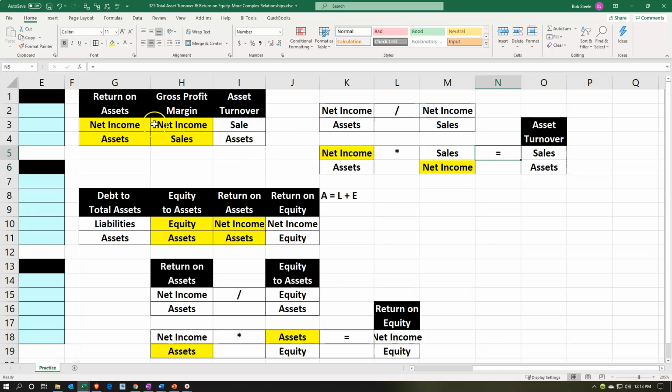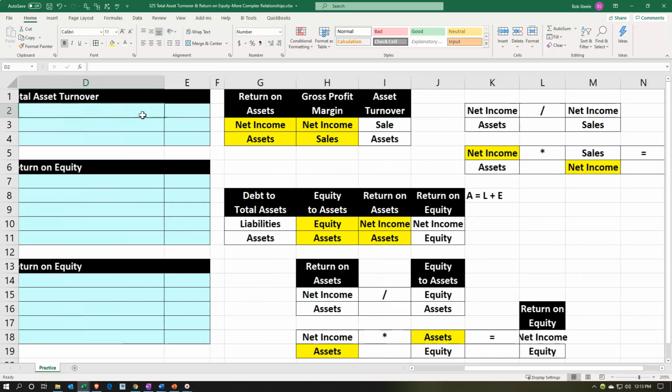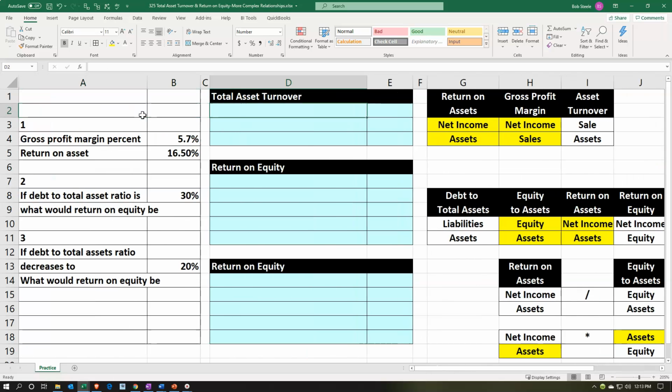So that means that we can take, how do we get the asset turnover if we know return on assets and gross profit margin? We could take the return on assets and divide it by the gross profit margin. So we already know these numbers, so we're going to say the relationship between these then would be, we're going to take the return on assets, which is equal to, we're going to pick up that 16.5.